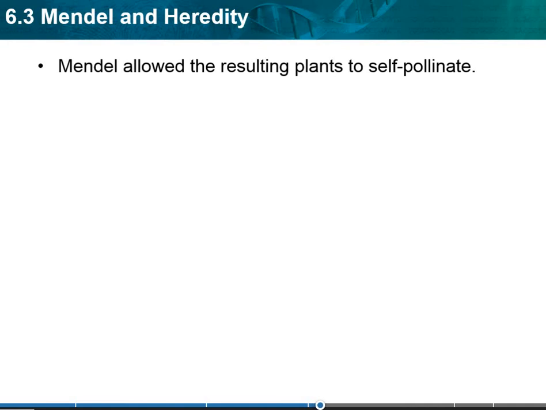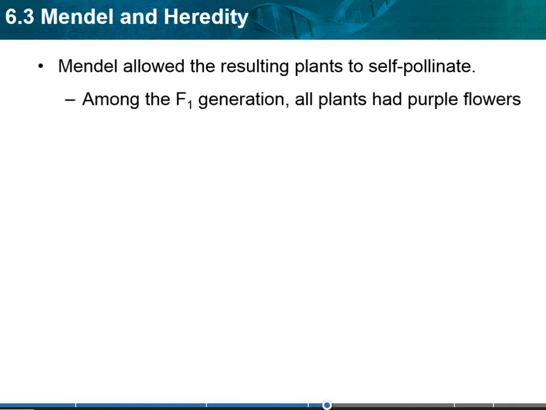Mendel allowed for the resulting plants to then self-pollinate. So among the F1 generation, all the plants in his experiment, he bred white and purple flowers, and all of the plants ended up having purple flowers. So the F1 plants ended up all being what's known as heterozygous. So that is a mix of alleles.